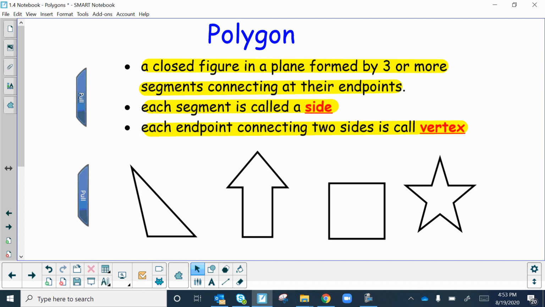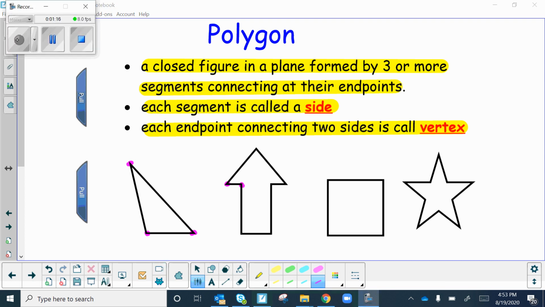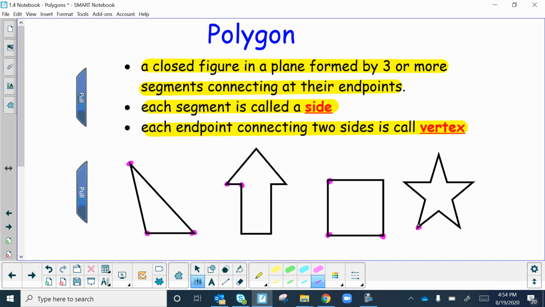So here are about 4 examples of polygons. They're all made up of segments and they all meet at each endpoint. So you've got points right here. That one's the smallest polygon. So there's all sorts of polygons here, and they all join at the endpoints. So these are all different types of polygons.